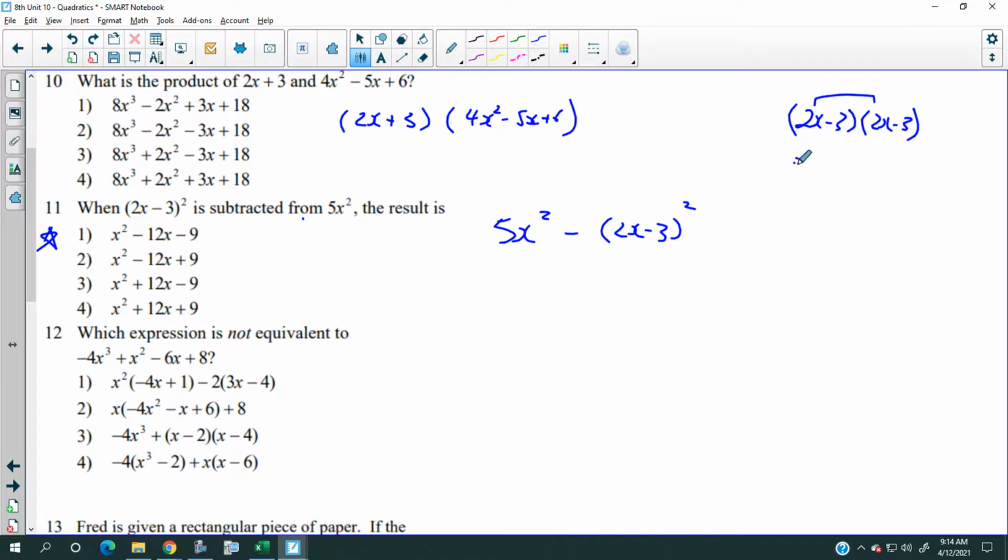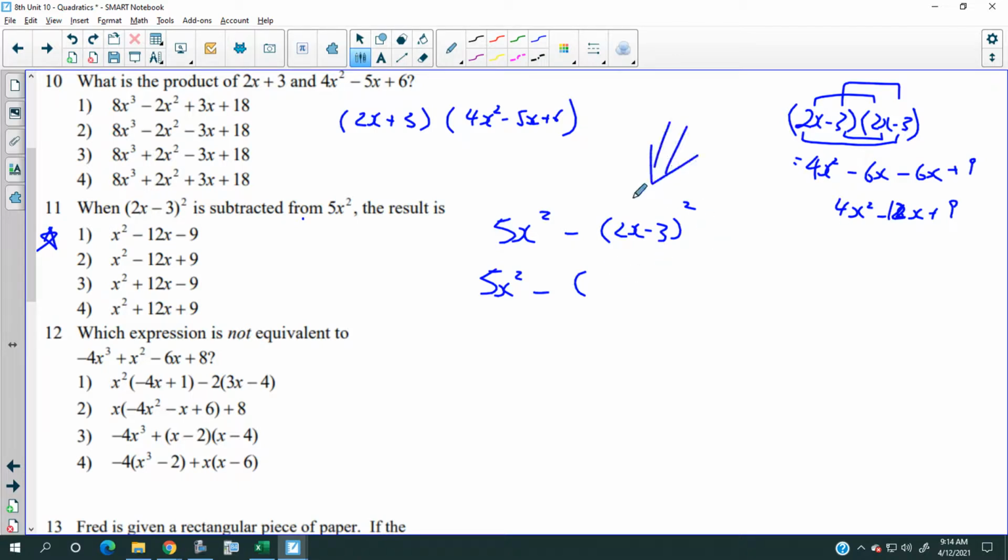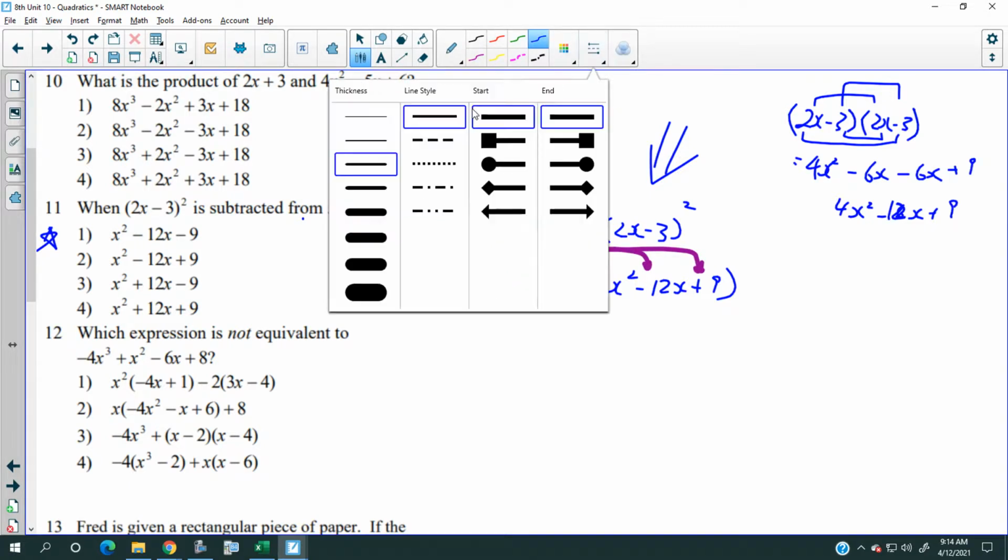So first, that's 4x squared. Outside, that's negative 6x. Inside, negative 6x. Negative 3 times negative 3 is positive 9. So this is 4x squared minus 12x plus 9. So I'm going to take 5x squared, subtract this whole thing. Now, I know some of you might write this down without parentheses. You can't, because you're subtracting this whole expression. That's why I need parentheses, very important. And here's why. When you distribute, you're distributing the negative invisible one here. That's why we have to put parentheses around that.